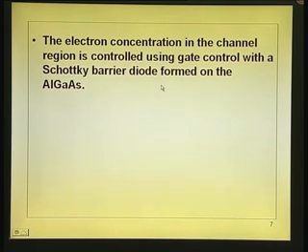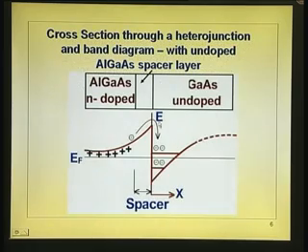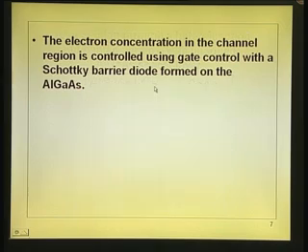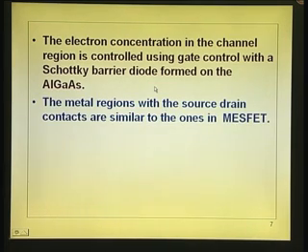See, for example, if you take it here, there are electrons here, there is no gate control. You have n type material, doped, undoped layer, which is almost p. So, there are charges collected here, you have no control. To control that, you must put a gate here. Okay. So, that is what is said here. You have a Schottky barrier, which is acting as a gate. The metal regions with the source and drain contacts are similar to ones in MESFET or MOSFET for that matter.